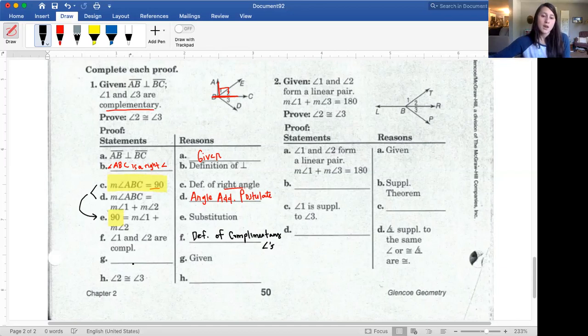Okay. Then it has another given. Remember, we didn't state all our givens here, so I'm going to rewrite that. Angle 1 and angle 3 are complementary.